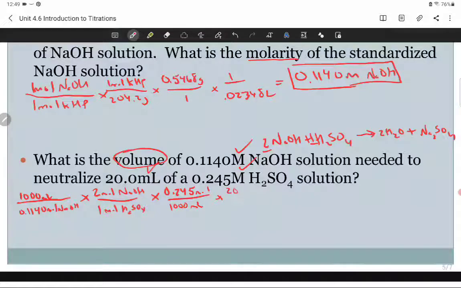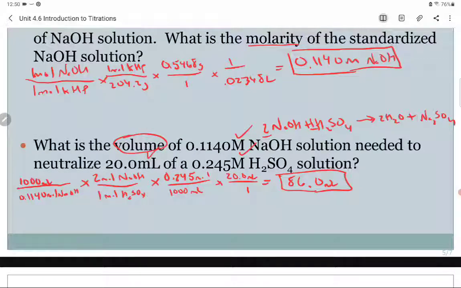And then I was told that I'm going to be using 20 milliliters of that sulfuric acid. So when you do that math, I think that comes out to be 85.9. It's going to round up to 86.0 milliliters. So factor label, factor label, factor label with stoichiometric questions.